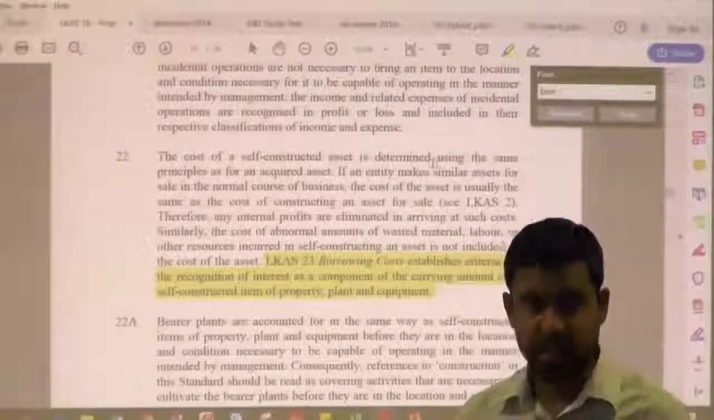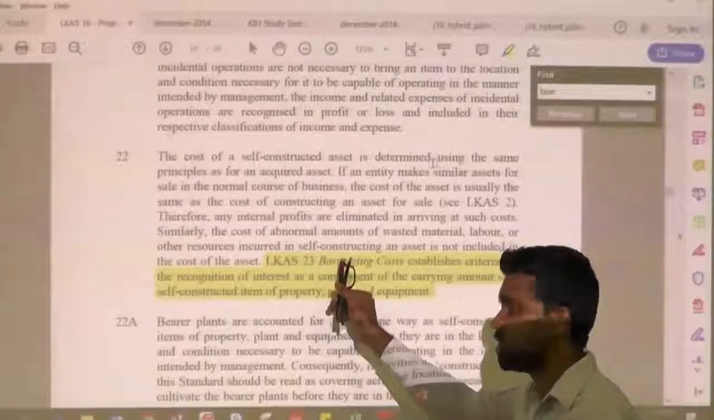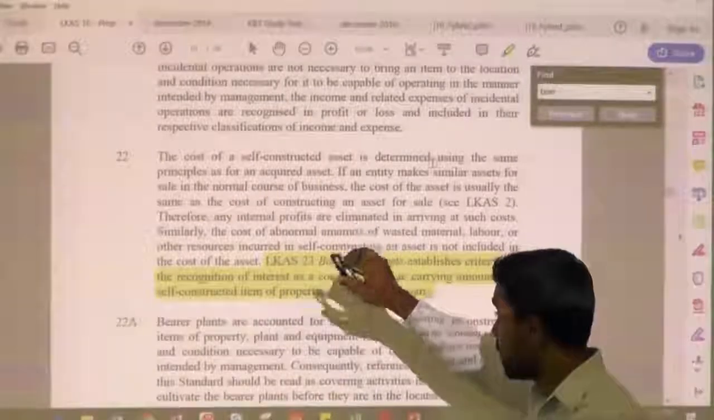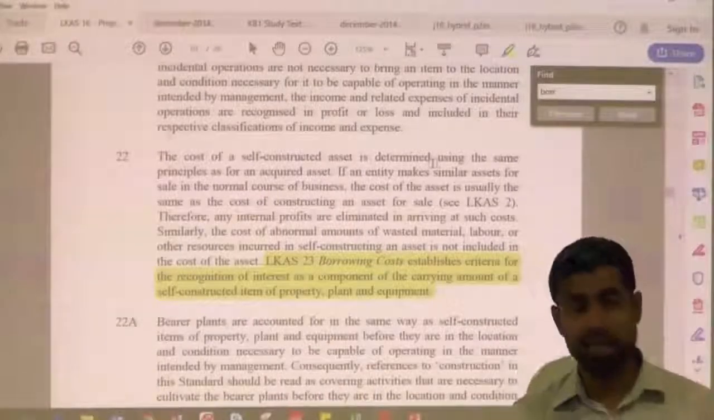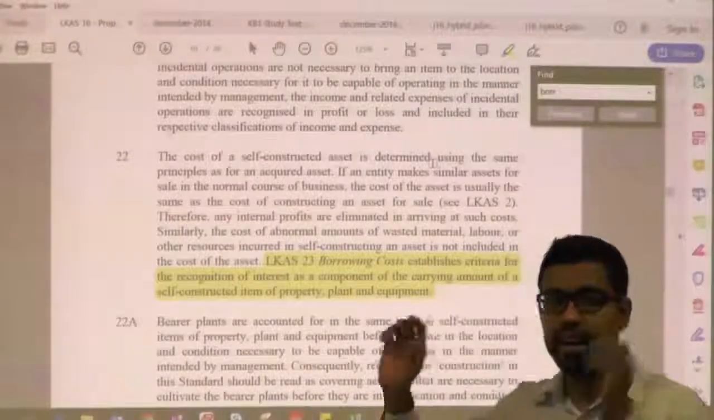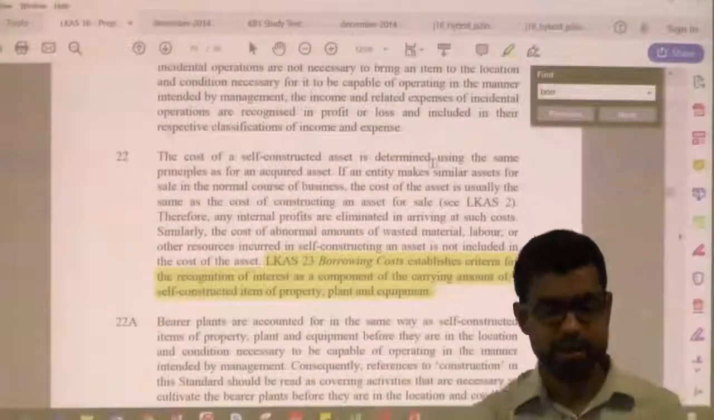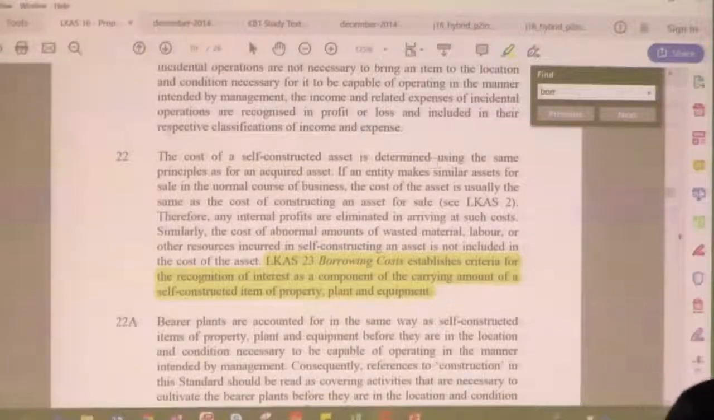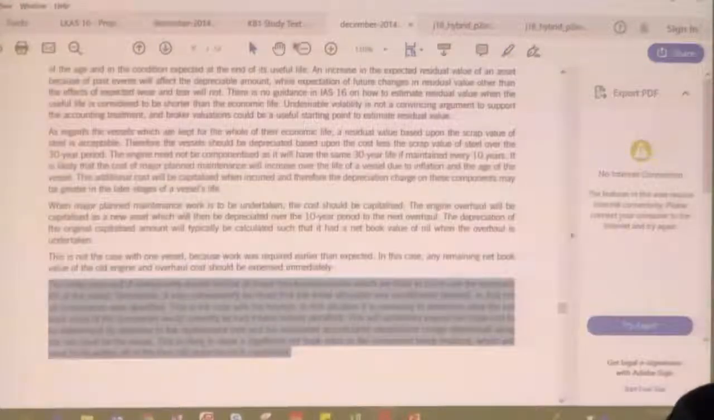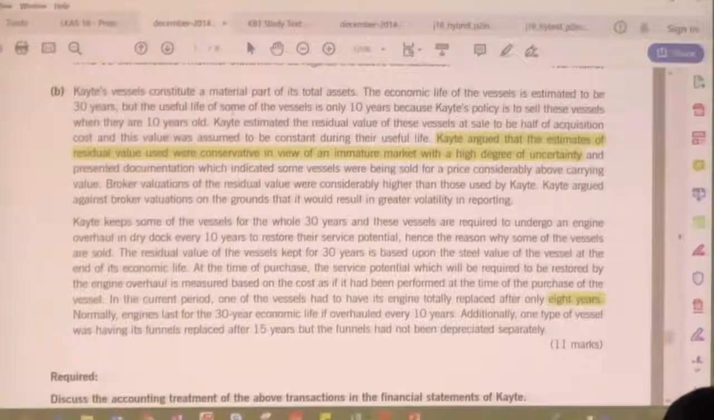to LKAS 16, but I am not trying to discuss borrowing cost related property, plant and equipment questions now, right? Under this LKAS 16, I want to explain this standard in a little detail, and thereafter we will come back to this and discuss. There is a question you can have as a reference, but we will discuss it later on, right?